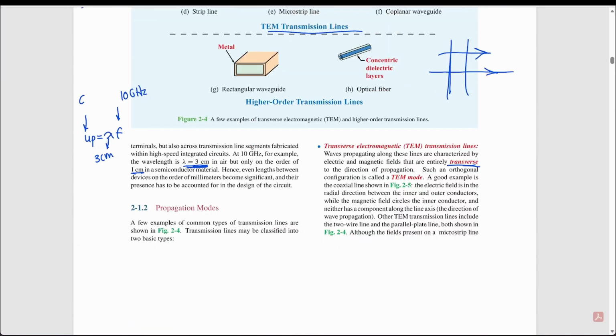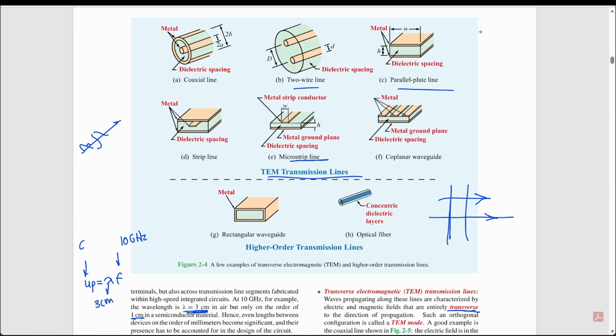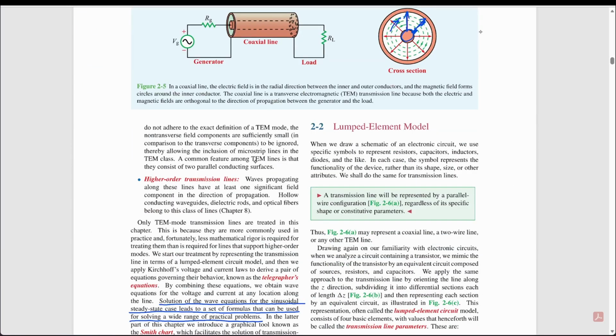Although the fields present on a microstrip line do not adhere to the same exact definition of a TEM mode, the non-transverse field components are sufficiently small in comparison to the transverse components. So the microstrip line might have components traveling in the direction of propagation, but they're very small, so it's considered TEM. A common feature among TEM lines is that they consist of two parallel conducting surfaces.